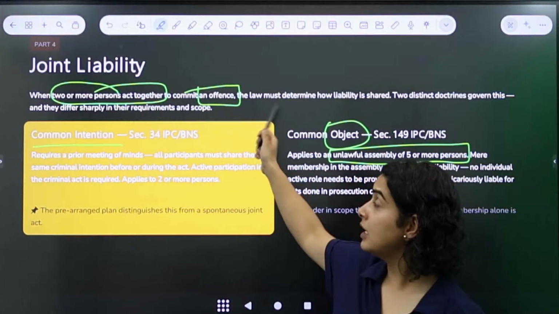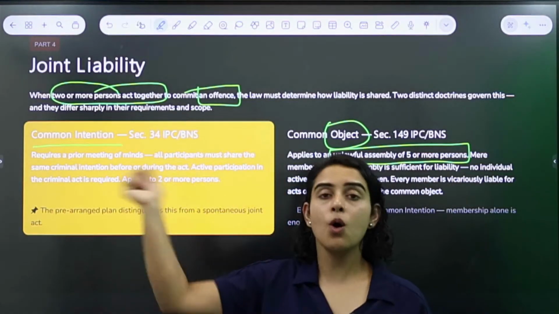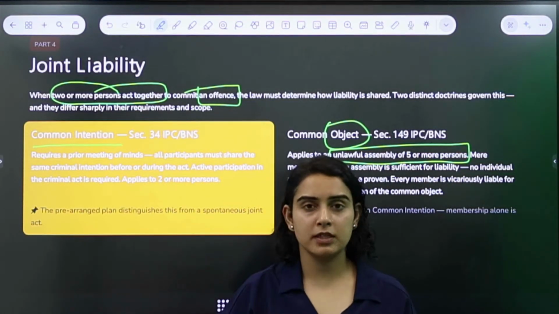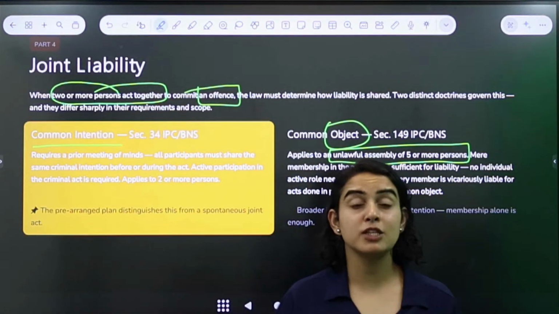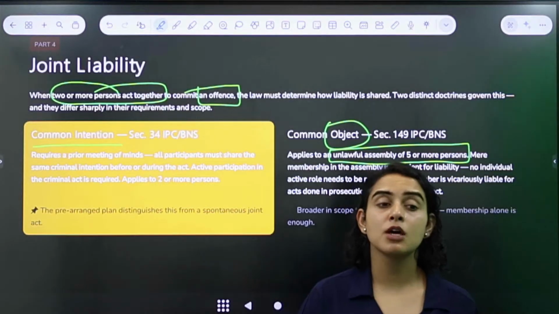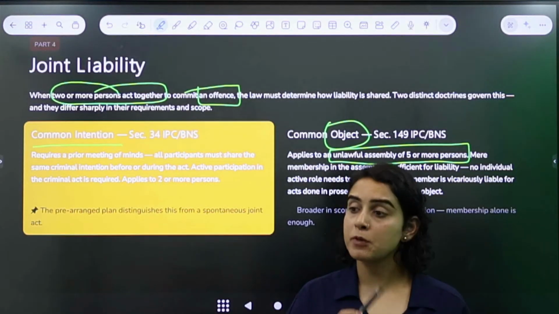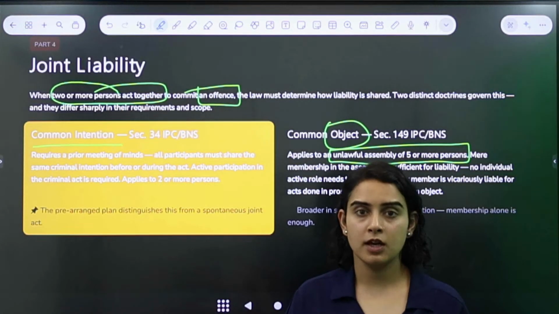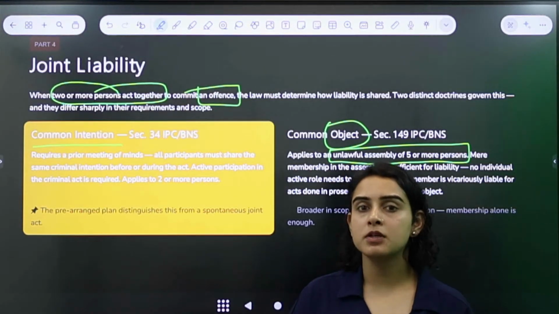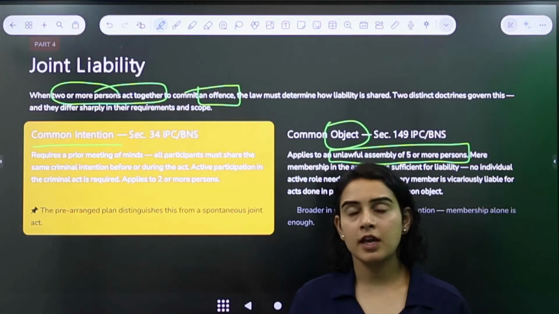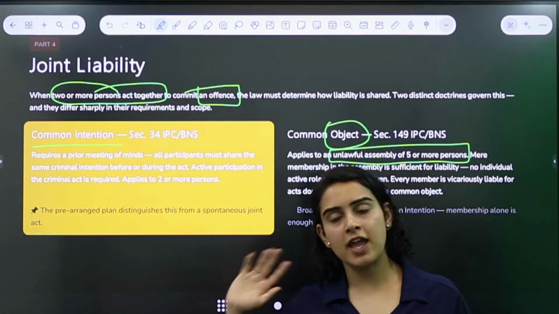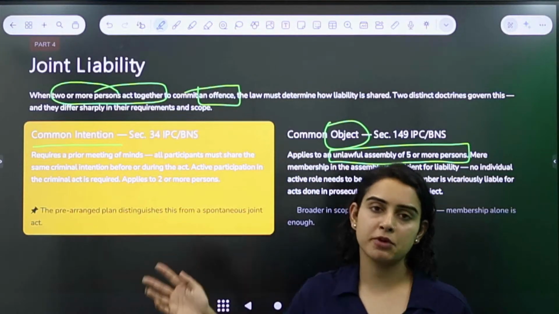Now, in either situation, no matter how many people are there, if it's 3 people or there are 15 people, all of them will be jointly liable. Jointly liable basically means all of them will be responsible, all of them will be given equal punishment. It is not that one person has shot someone, one person has threatened someone. No, everybody will be responsible for every crime they have done under the same transaction.